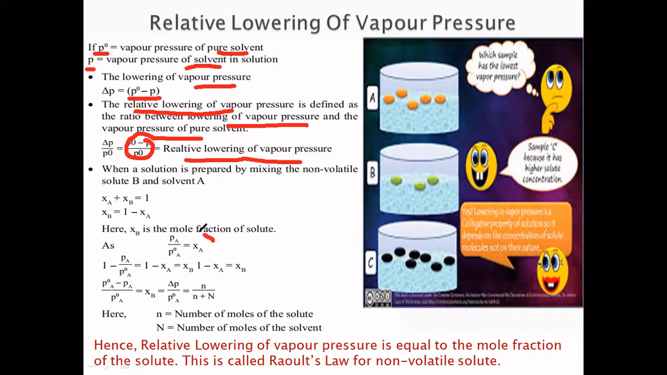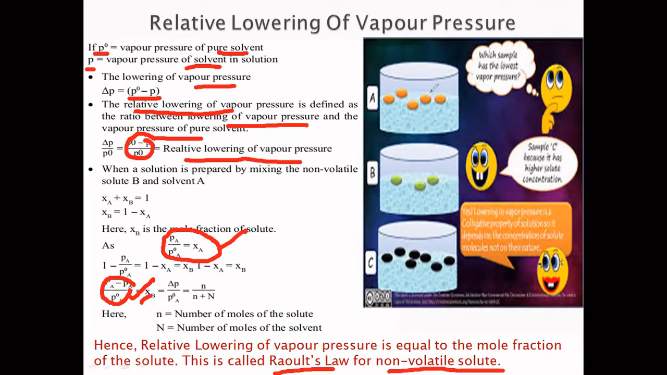And we already know Raoult's law. We studied it in the previous video. And from this formula, we can draw this formula. See, if one is subtracted from both sides, what do we get? We get this formula. And this means relative lowering of vapor pressure is equal to XB. What is XB? Mole fraction of the non-volatile solute. Yes, mole fraction of the non-volatile solute. In that condition, relative lowering of vapor pressure is equal to the mole fraction of the non-volatile solute, which is Raoult's law for non-volatile solute.